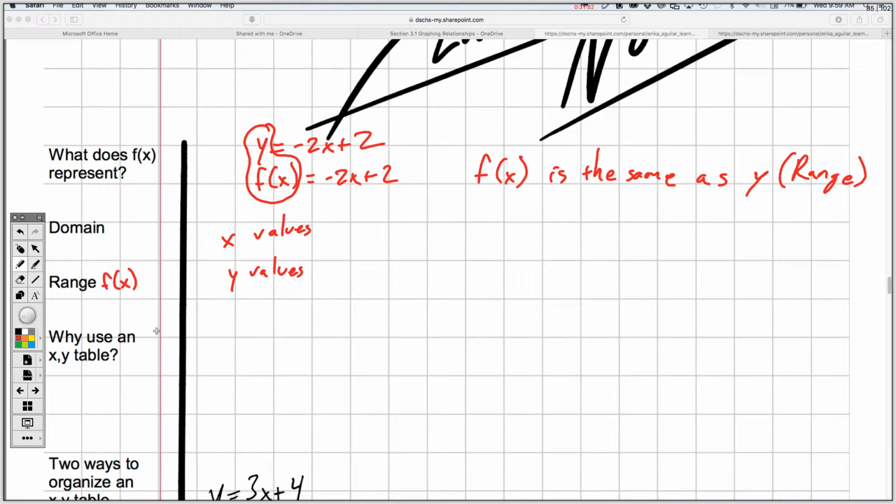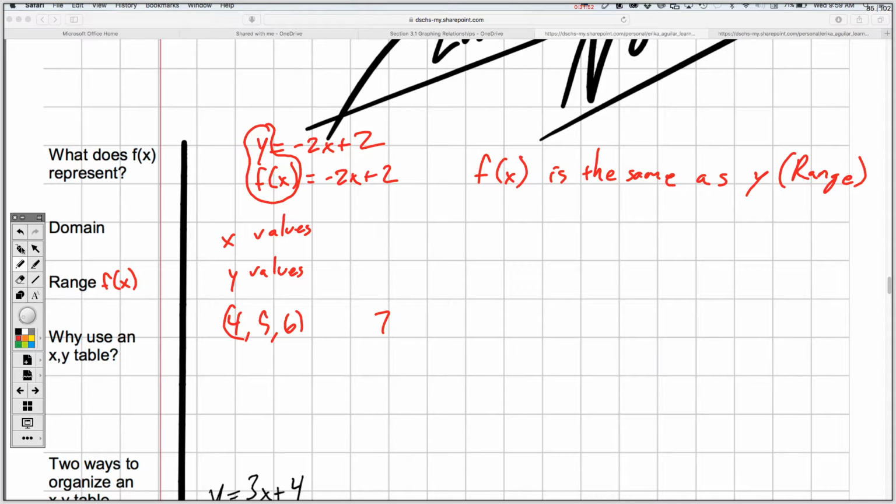Okay, why do you use an XY table instead? So if you look on the previous review problems, what was the benefit of having the XY table? Would you rather write down the problems 4, 5, and 6 from the last one, or just 7? Okay, so 7 included all of the same things from 4, 5, and 6. It was just a quicker way to write it and organize it.